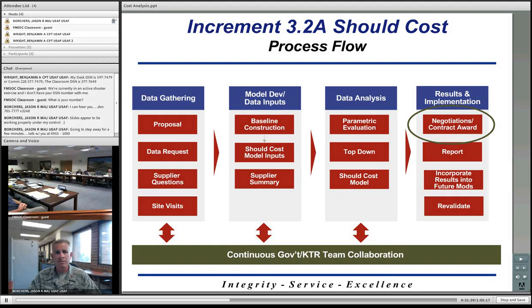But these are essentially the 4 steps that the F-22 program office went through. The first was data gathering, then model development and data inputs, then they analyzed the data that they collected, and then they implemented all the results that they saw. We'll go into each of these here shortly.